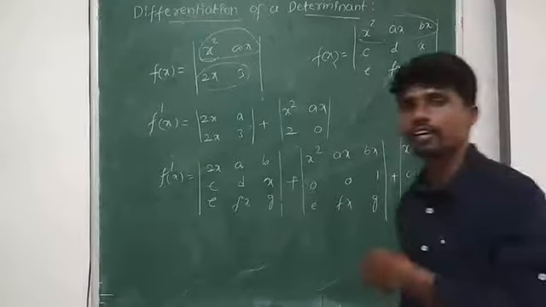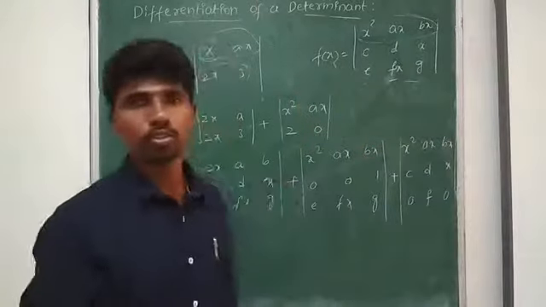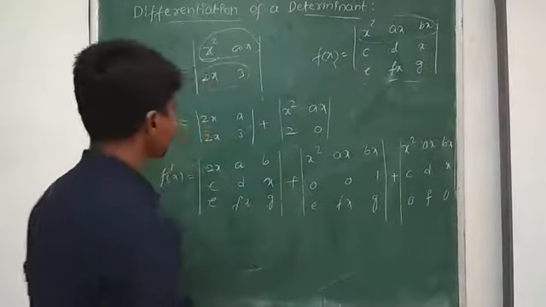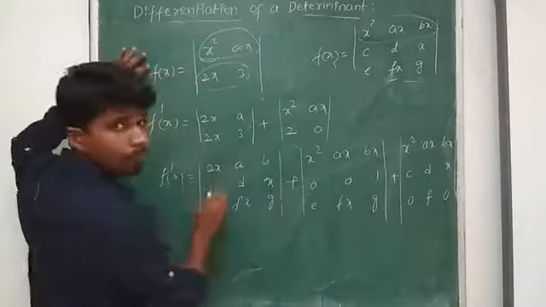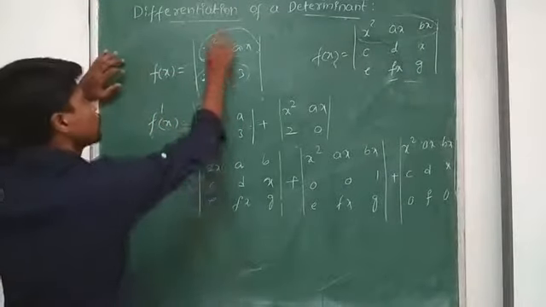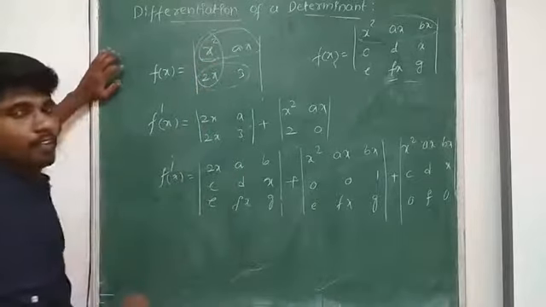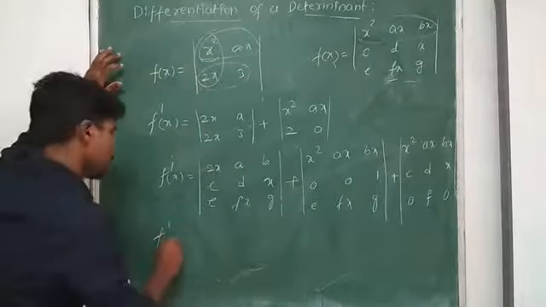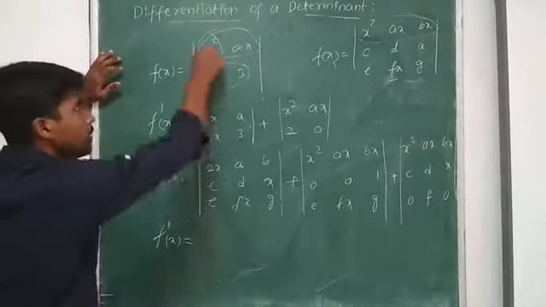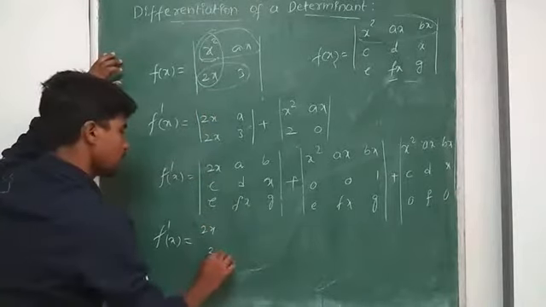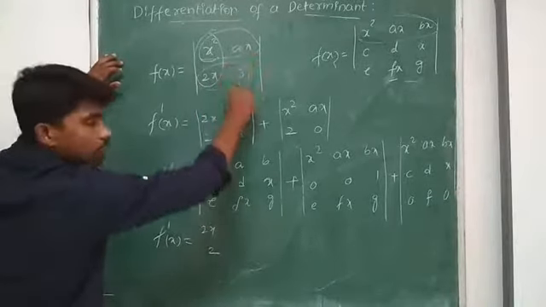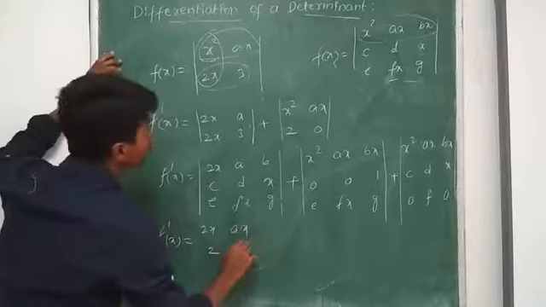The same thing we can do with respect to columns also. So what do we have to follow for the column? If I take this with respect to column, I take the first column, so f dash of x is equal to the derivative of the first column, 2x and 2. The rest of the columns will be unaltered.